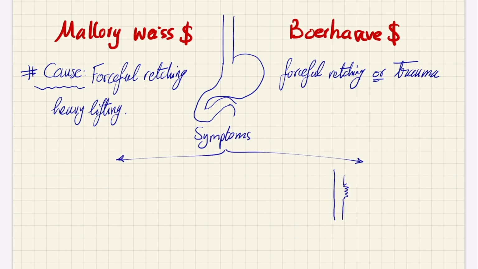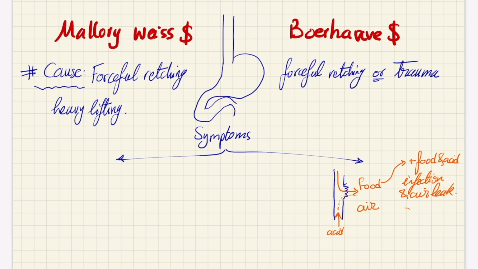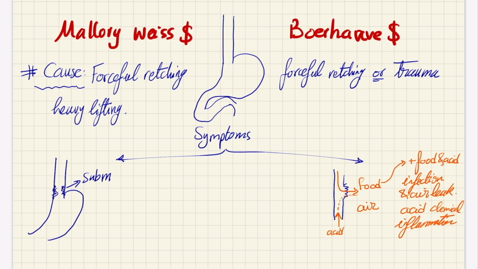Now, for the symptoms, because in Boerhaave we have a penetration, then we will have a leakage of food and air into the mediastinum. The food will cause bacterial infection. For the acid, it will cause chemical inflammation in the mediastinum, and this will lead to shock. And the air will cause pneumomediastinum, which means air in the mediastinum.